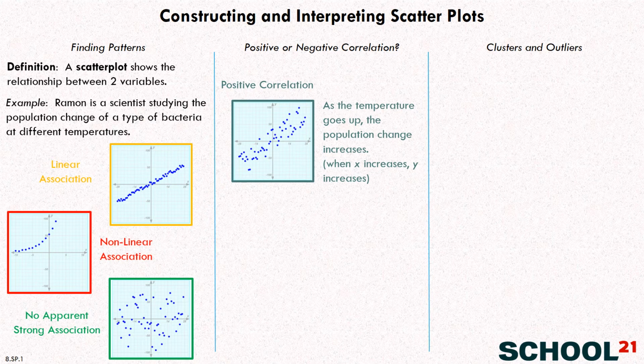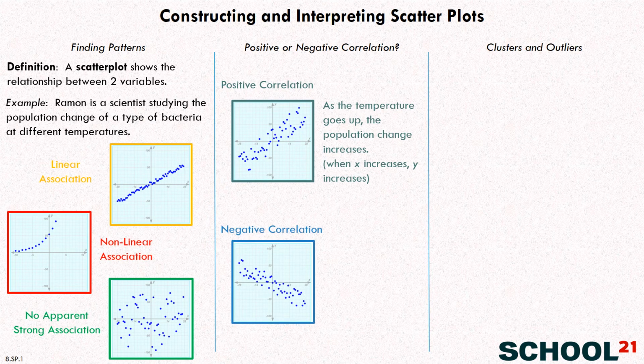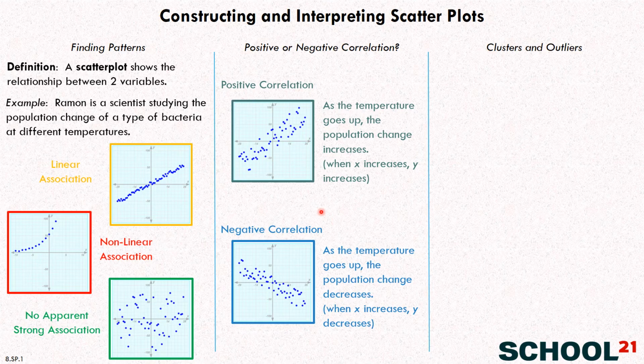Can you imagine what a negative correlation might look like? Yeah, you would have x increasing while y is decreasing. So here's x getting bigger, and then the points are getting smaller as far as their y value. So that's a negative correlation. In this case, as the temperature goes up, the population change decreases. Or in other words, when x increases, y decreases. That's what a negative correlation is. So Ramon might get any sort of results that look like linear, nonlinear, positive, or negative correlation. There's also a few other things to look for, like clusters and outliers.